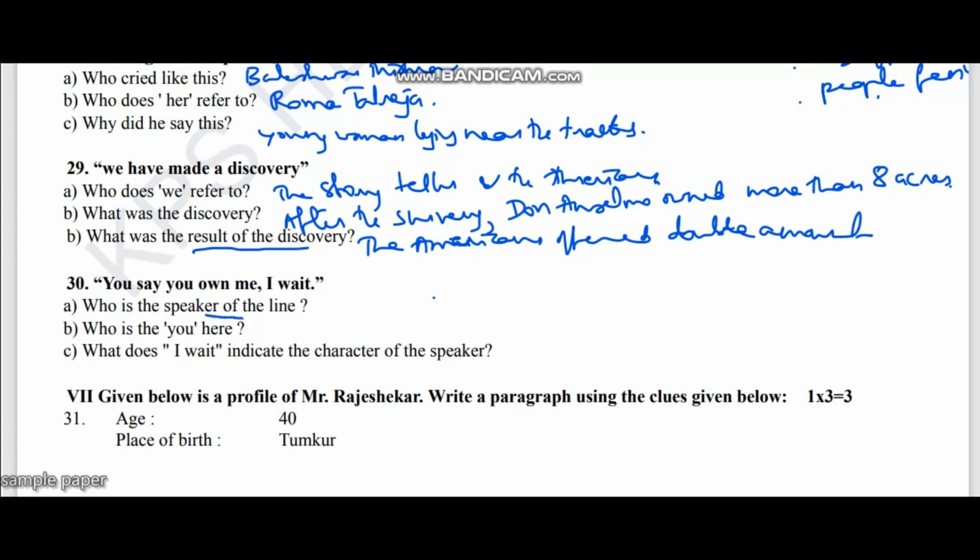30. You say you own me, I wait. Who is the speaker of the line? The speaker is the land. Who does you refer to? You refer to the people or the readers. What does I wait indicate? I wait indicates the patience of the speaker.